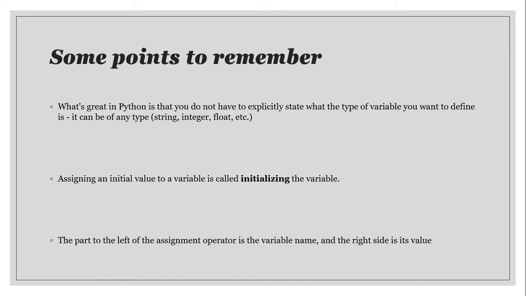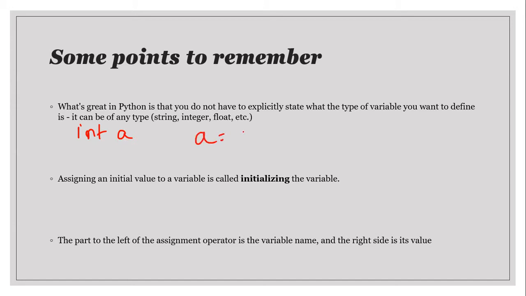Okay, before moving forward, we will just have a quick recap of whatever we have done so far. The first thing is that what's great in Python is that we do not have to explicitly say what kind of variable we want to define. It means if you have worked on programming languages like C, C++, Java, you know we have to state what kind of variable we are going to use. But in Python, we don't have to do this step. Python does it for us.